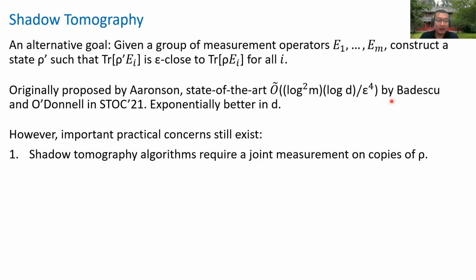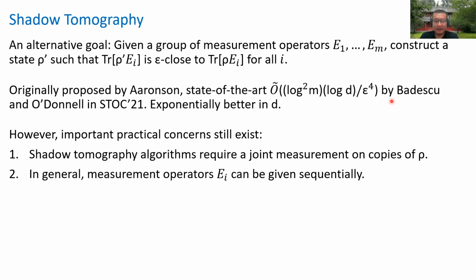The second thing is that in general, the measurement operators can be given sequentially. In the original statement of the shadow tomography problem, we just give this set of measurement operators to you. But people's goals can change in general. After we make this group of measurements, maybe we want a further group of measurement operators, and we want to give good predictions for those as well. This is really something online, and it is not directly captured by shadow tomography problems.